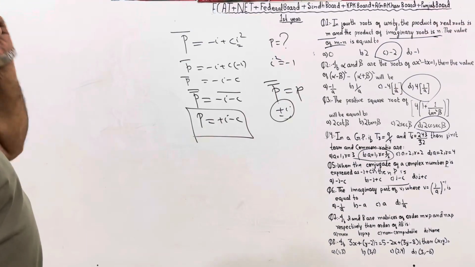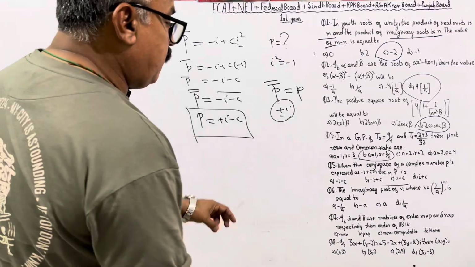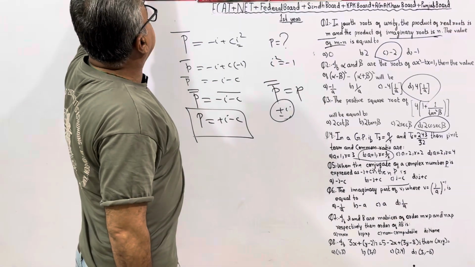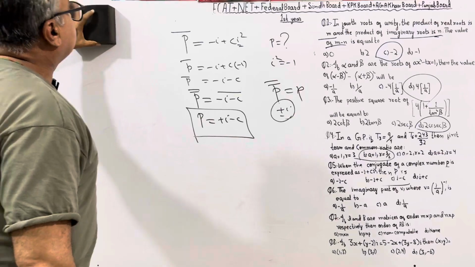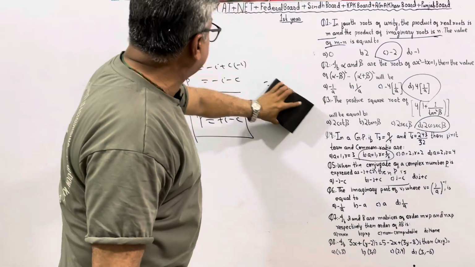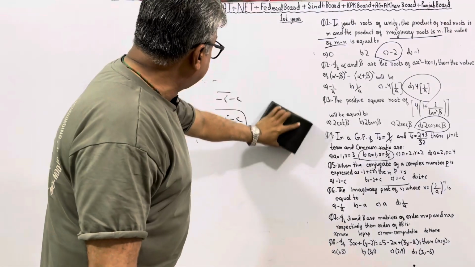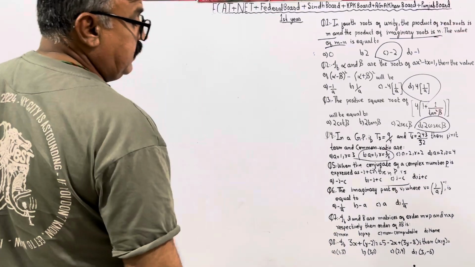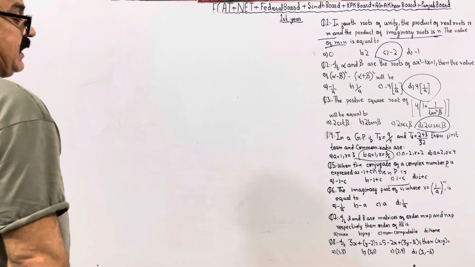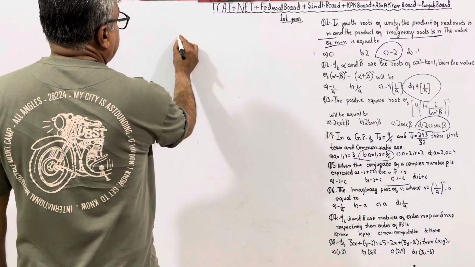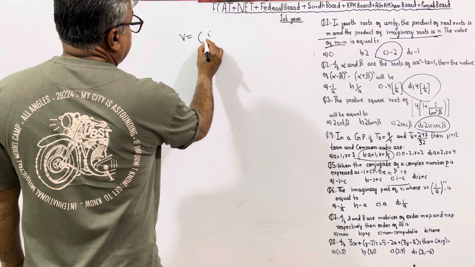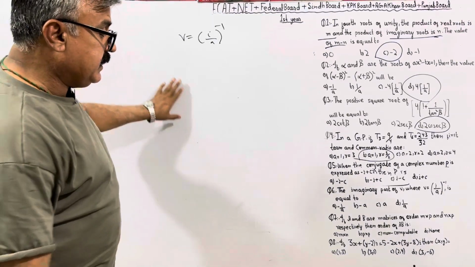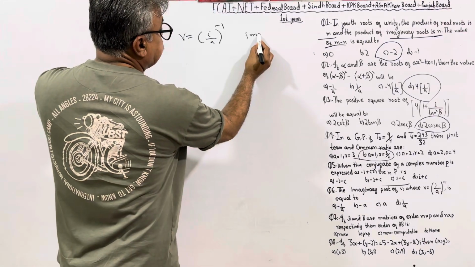Next question. The imaginary part of V, where V is iota over A raised to minus 1. Another question from our board based on complex numbers. A good one, a perplexing one, but an easy one as well. We are asked to find its imaginary part.